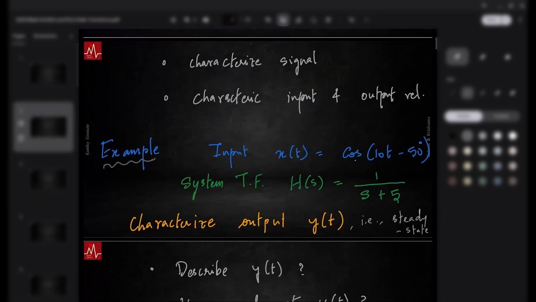So input x of t is cos 10t minus 50 degree. Transfer function is given. Again, when they ask you for an output, typically they are asking you for steady state response, even though it's y of t. What is the amplitude of y of t? And then what is the phase of y of t? Both are quantified in H of s.